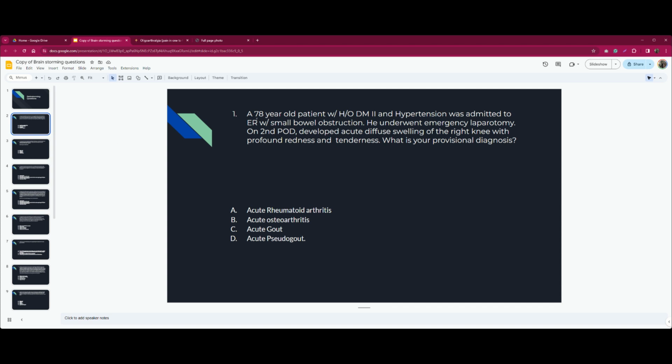So a 78-year-old patient with a history of type 2 diabetes and hypertension was admitted to the ER with small bowel obstruction. He underwent emergency laparoscopy. On the second POD, postoperative day, he developed acute diffuse swelling of the right knee with profound redness and tenderness. What is the provisional diagnosis? Acute rheumatoid arthritis, acute osteoarthritis, acute gout, or acute pseudogout?